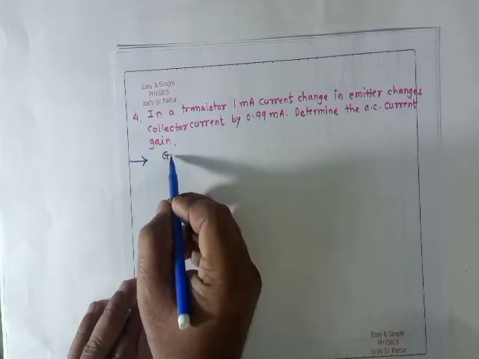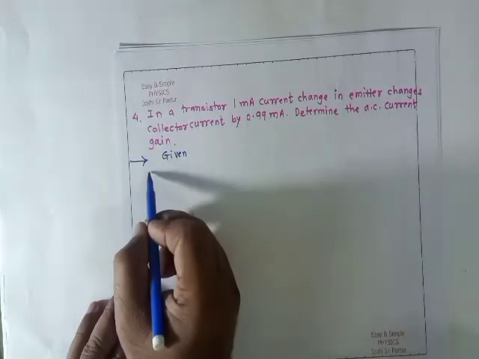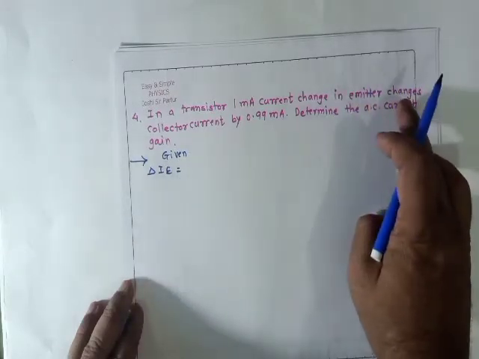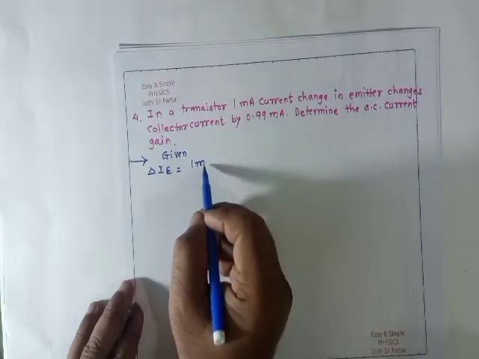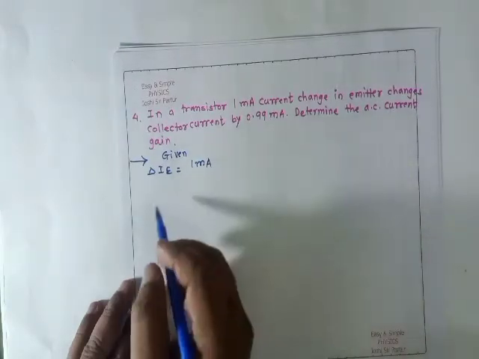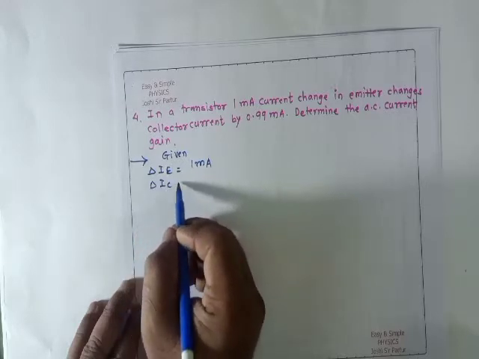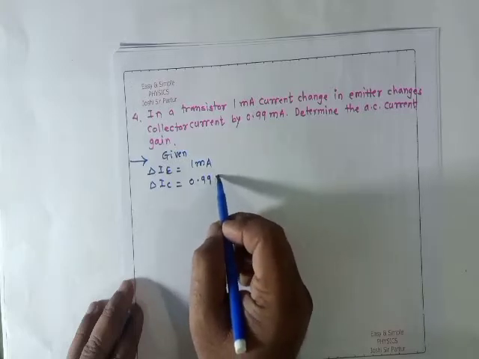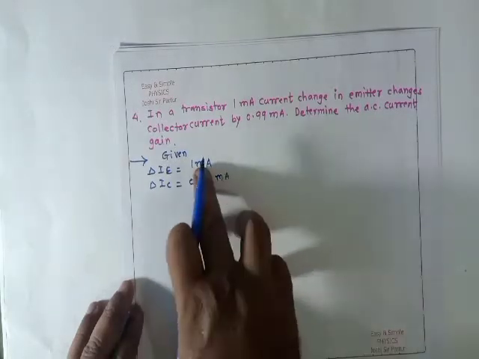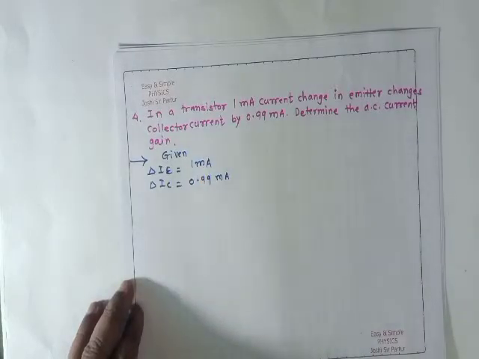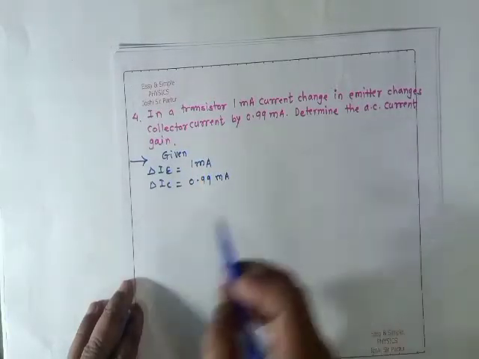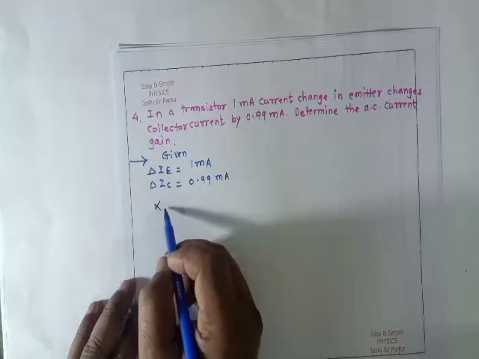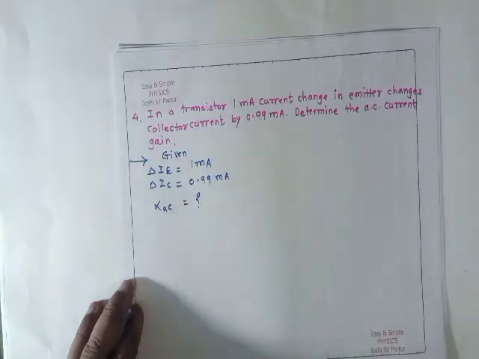Here given, what is given? Delta IE, that is change in emitter current, will be 1 milliampere, and it changes the collector current, that is delta IC, 0.99 milliampere. Both have the same unit. So we can determine AC current gain. Here alpha AC is question mark.